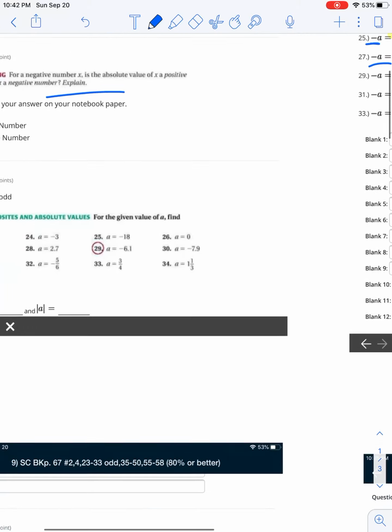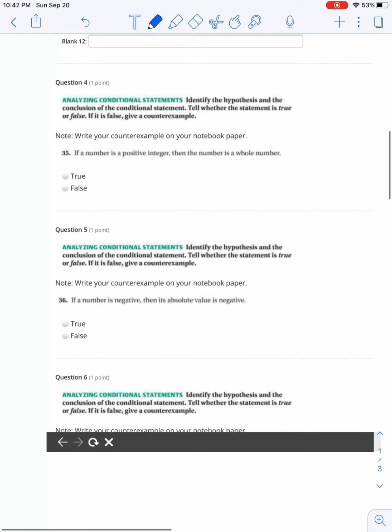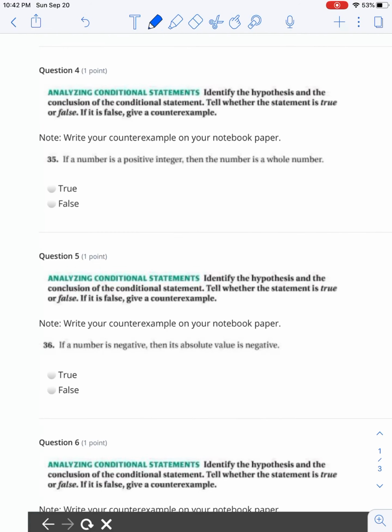Okay. Continue to move along here. Again, we go through some of them kind of quick. This next set here, there's 4 questions where it says true or false. And if it's false, then you give a counterexample, something that would disprove the statement. Let's go through the first one here.